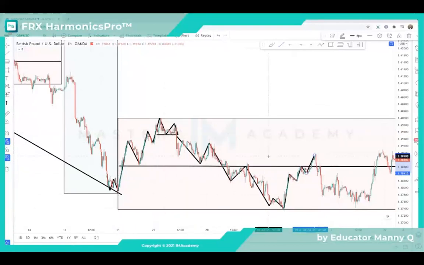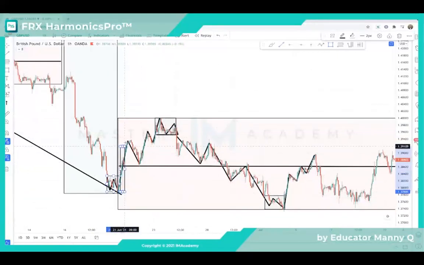But all throughout this, what do you also see? Again, I want you guys to see this. Here goes accumulation. Here goes distribution right down here. Here goes accumulation, right? Accumulation, distribution, accumulation. What do you see?